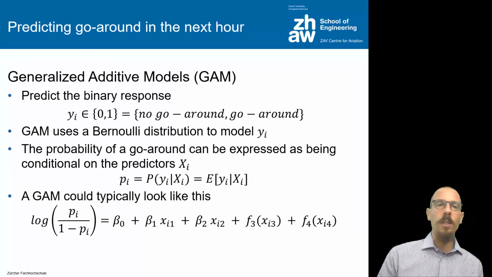Now, the model that we want to use is a generalized additive model. Generalized additive models are an extension of linear models, and the specific case that we want to use now uses a Bernoulli distribution to model the response variable y. What we model is basically the probability of an event given the predictors that we have. And as you can see on the bottom, this is a structure that the model could have. And the nice thing with generalized additive models is that we can have both linear predictors and non-linear predictors in an additive model. As you can see, the beta 0, 1, and 2 are linear predictors, and the functions f3 and f4 are smooth non-linear functions.